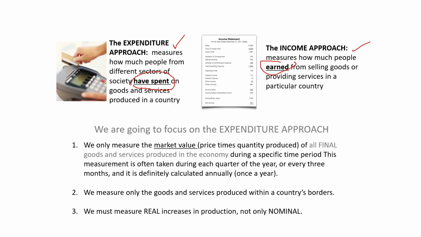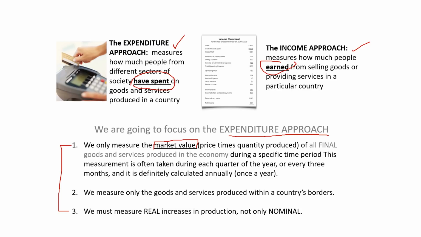Now, we are going to focus on the expenditure approach in this chapter. So we are going to calculate GDP under the expenditure approach. Now, we need to take three things into consideration when we are calculating the GDP under the expenditure approach. The first thing is we only measure the market value, okay?